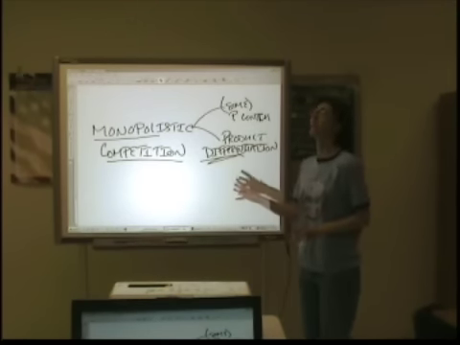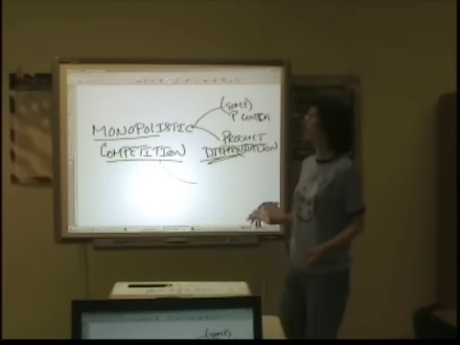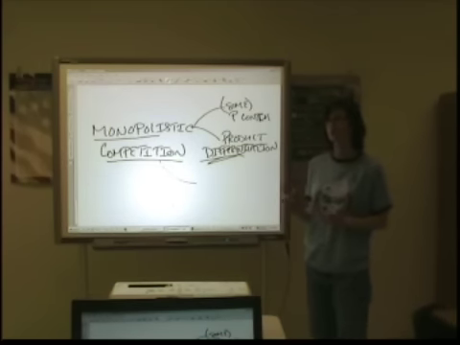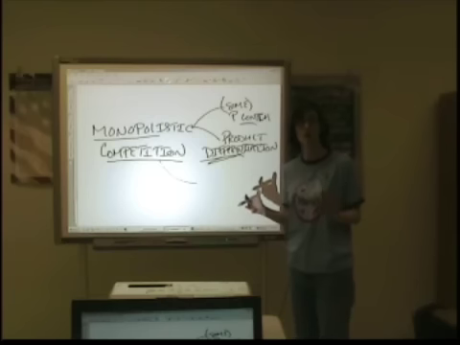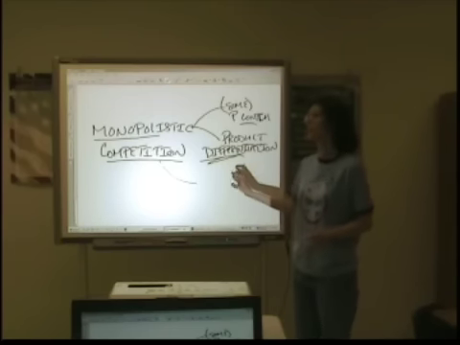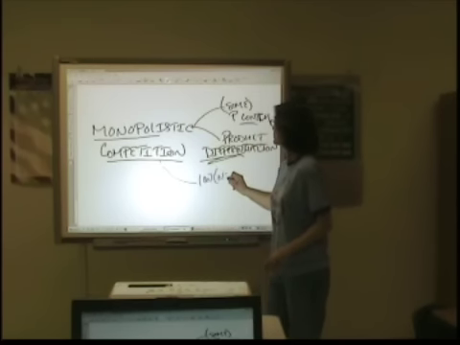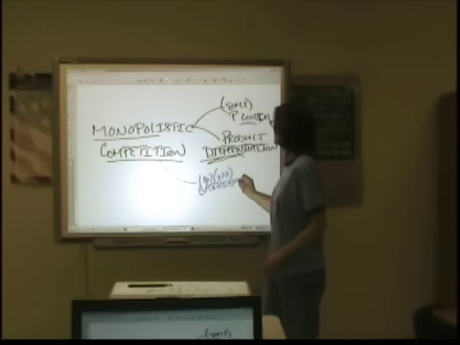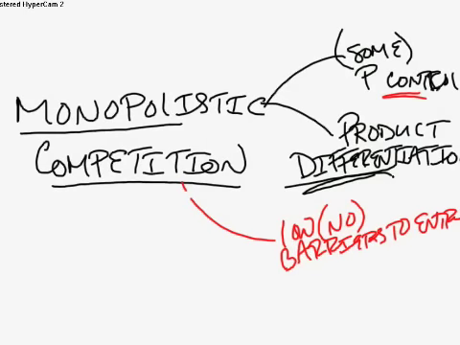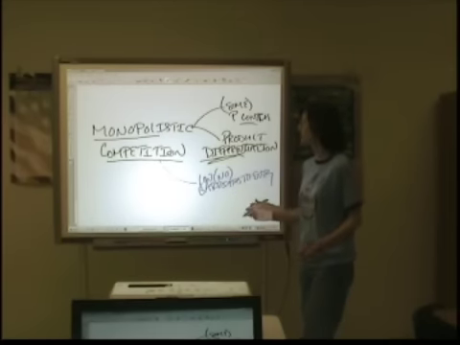Now, how is this like a competitive market? Well, first of all, there may be some barriers to entry. Again, it depends on how narrowly we define the industry or what product we're talking about. But in terms of competitiveness, you tend to have low or no barriers to entry. Still tends to be pretty easy to get into this market.